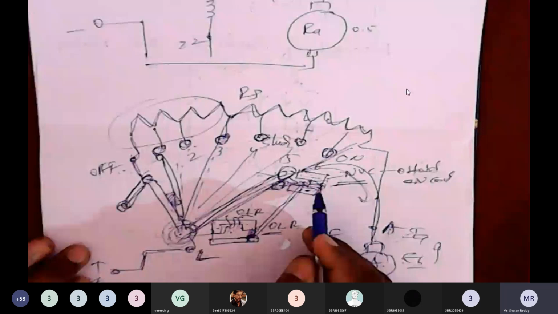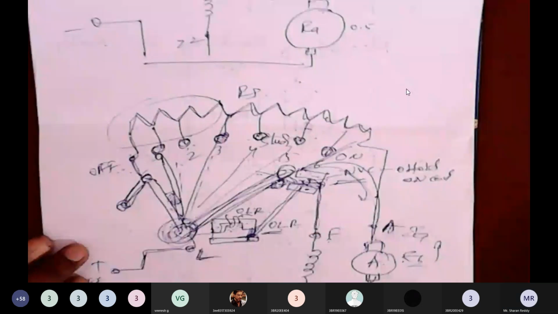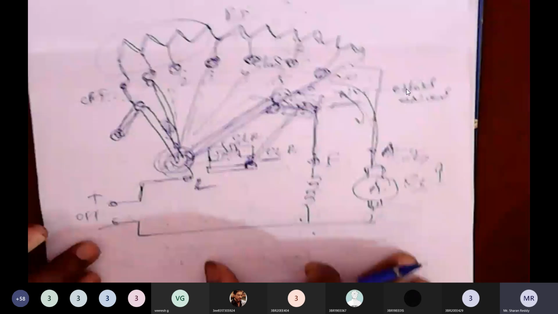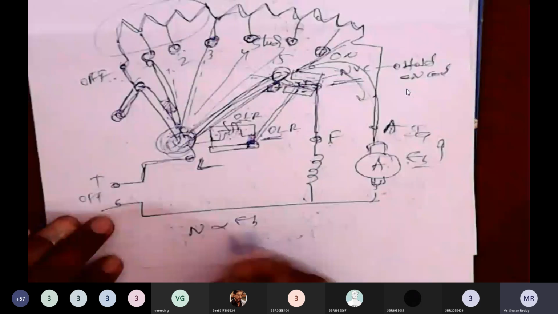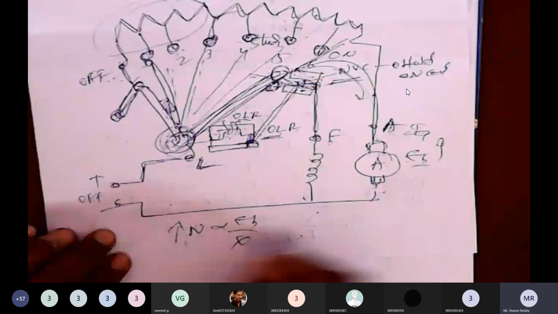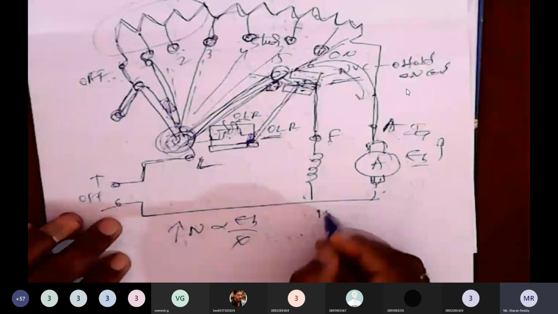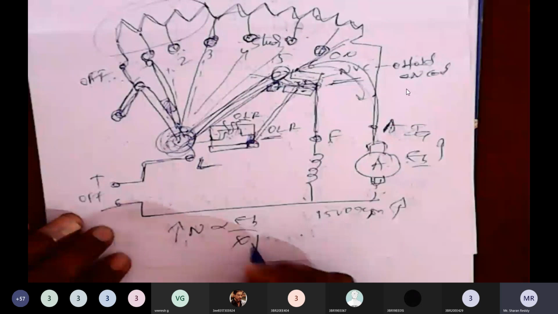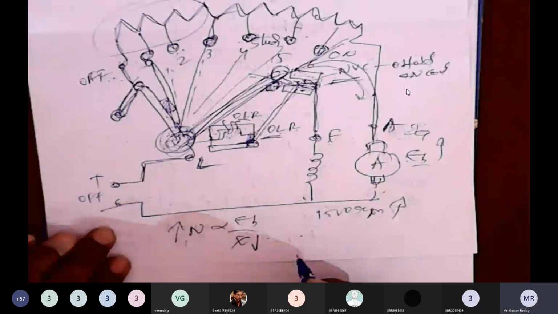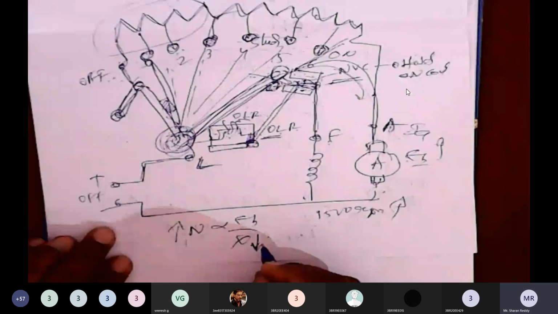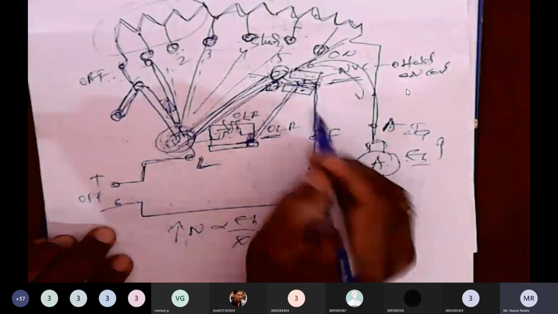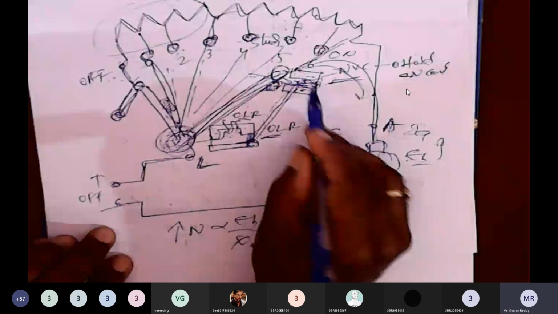One major drawback of the 3-point starter is this. We know that speed is inversely proportional to flux. In order to increase the speed above the rated value, 1500 RPM, let us say, we have to decrease the flux. Here, the field current is flowing through this magnet, connected in series with the no-volt coil. This is important.